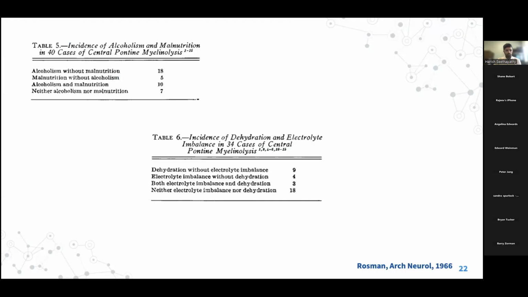So Rosman, one of the physicians who was treating pediatric patients at that time, saw a case of CPM in a pediatric leukemic patient. And he was like, I really want to find the cause of this. I didn't think this was a pediatric disease, so why is this happening? So he started to look at the risk factors for CPM. He looked at all the cases that were described to date until 1966. And he thought alcoholism and malnutrition stood out, as we've spoken about. Almost all the cases, except 7 of them, had either alcoholism or malnutrition that was significant.